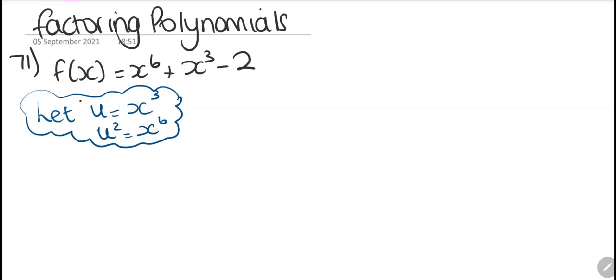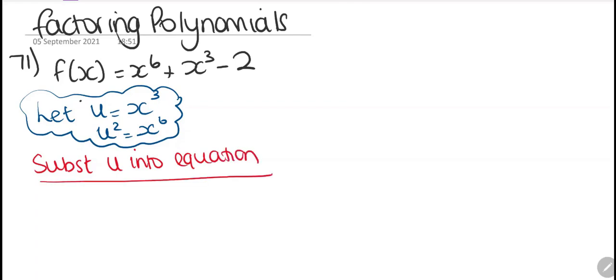So I'm going to substitute u into my equation. And if I do that, I've got x to the 6 is going to be u squared. X to the 3 is u, so this is going to be u squared plus u minus 2. Now it's in quadratic form, so I can now factor.